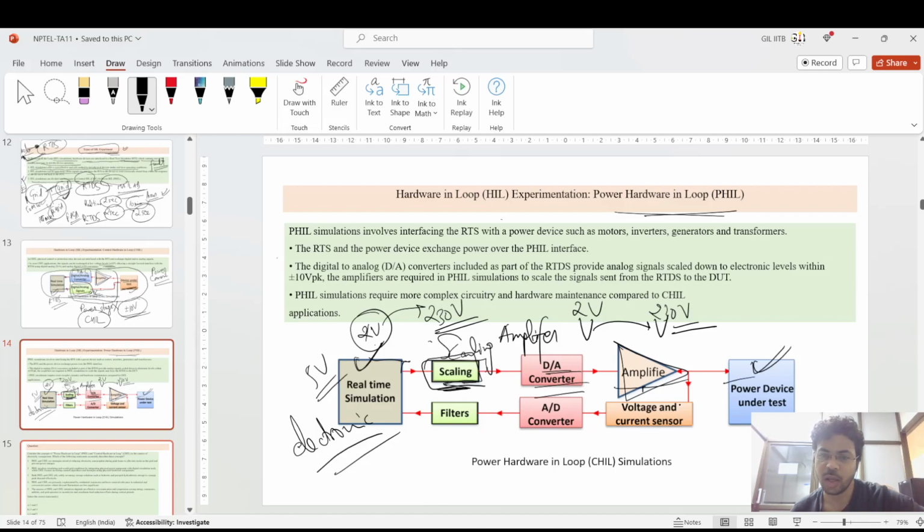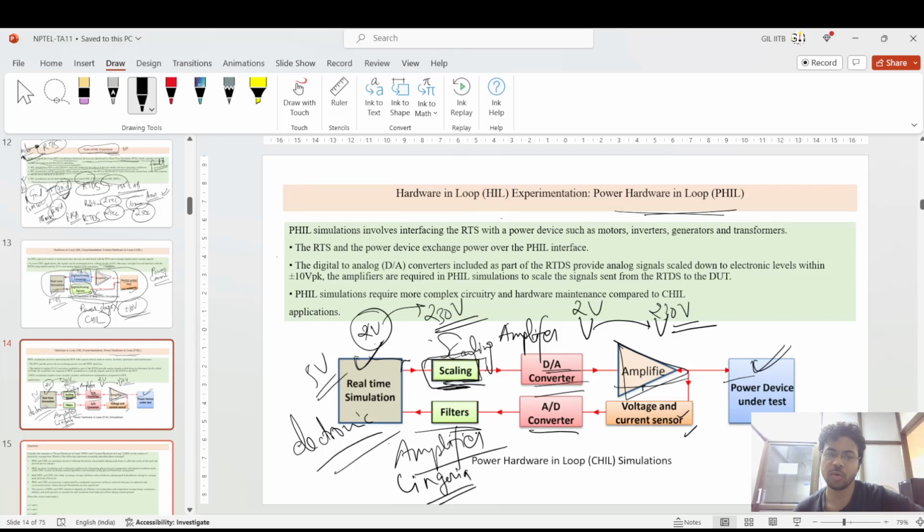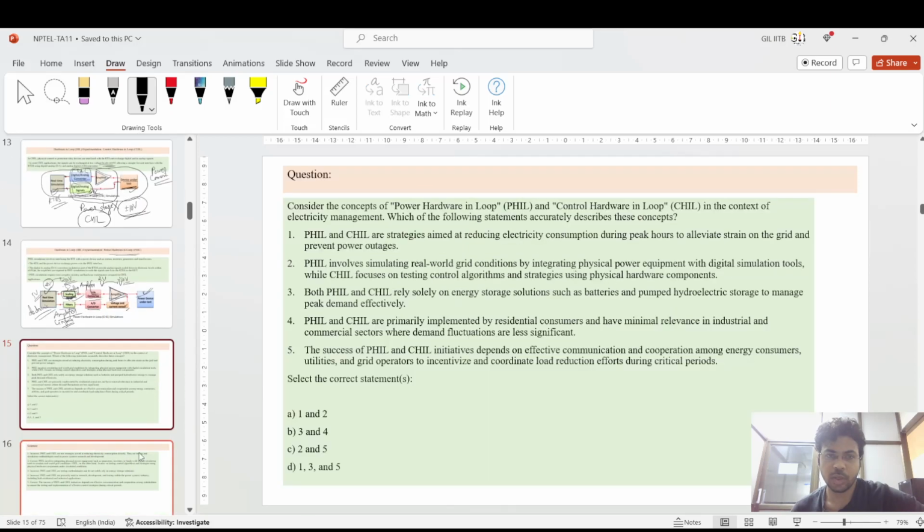After that you can send it through digital to analog conversion, amplifier and so on. And you also need the voltage and current sensors, whose signals are transferred and then filtered. Basically, the amplifier being used is Synergia. Synergia is used as a power amplifier for scaling the voltage and power level.